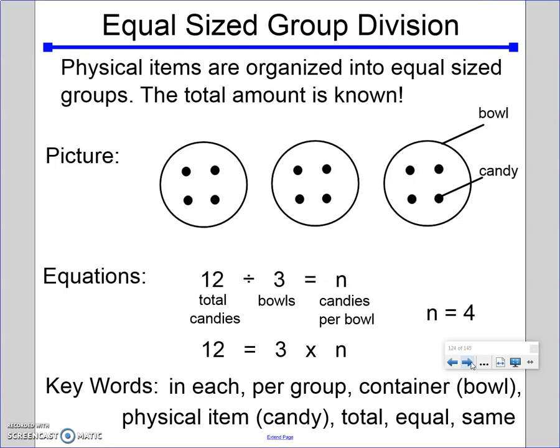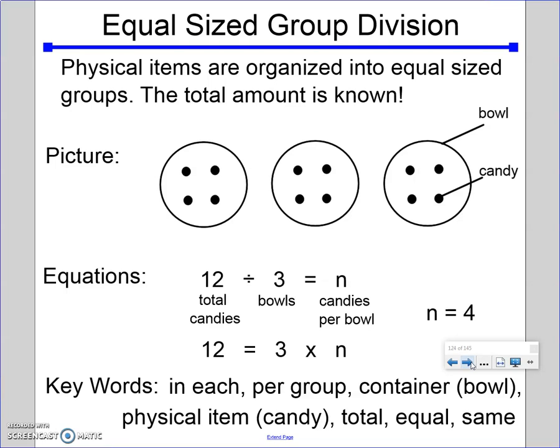The equation we write to solve an equal-sized group division problem is, no surprise, a division equation with a dividend, a divisor, and an unknown quotient. You know that oftentimes when we're thinking about a division equation, it's helpful to think about the multiplication equation that is the inverse of the division equation. So oftentimes we will write a multiplication equation as well.